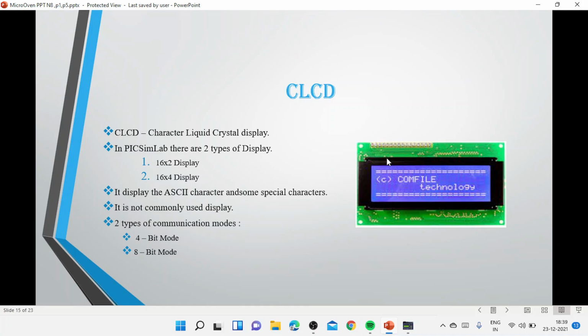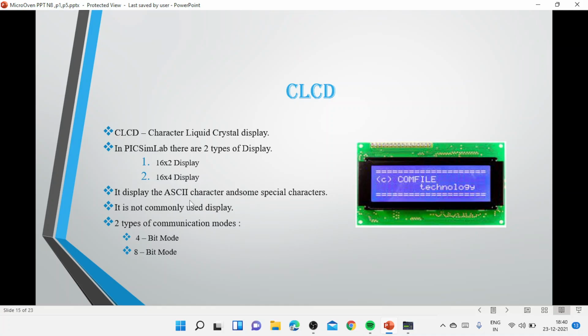Coming to the main peripheral, the CLCD. CLCD means character liquid crystal display. In Pixim Lab, there are two types of displays: a 16 cross 2 display and a 16 cross 4 display. For our project, the 16 cross 4 display is chosen. 16 cross 4 means there are 16 columns and 4 rows. These 16 characters will be in ASCII form.